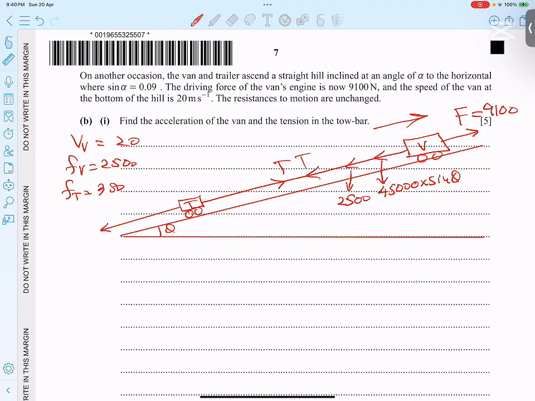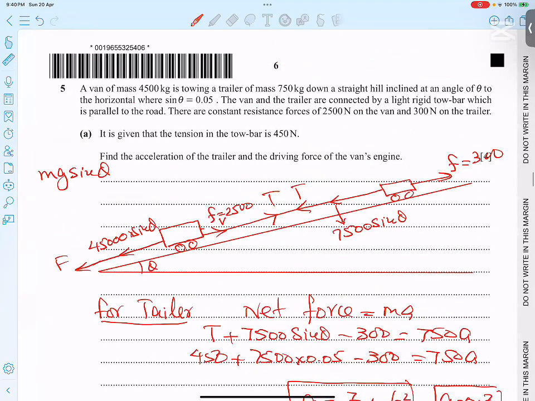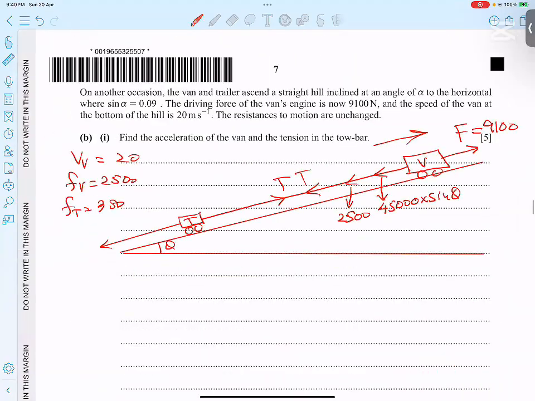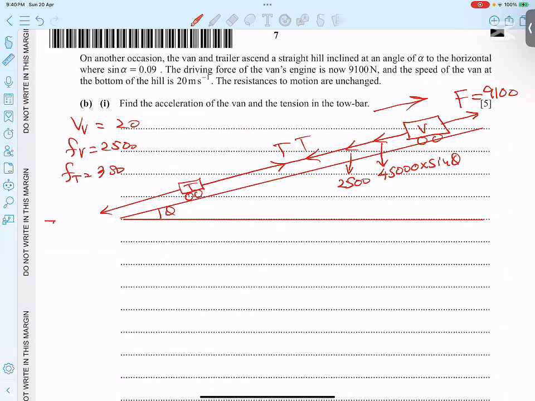Now students, the trailer has two components acting downwards. One is a weight component, and the mass is how much? 750. So 750 with one more zero into sine theta. And friction is acting downwards at 300 newtons. There's also friction on V and on T. I think I spent extra time on the diagram, but that is very, very important. So let's try to do it.